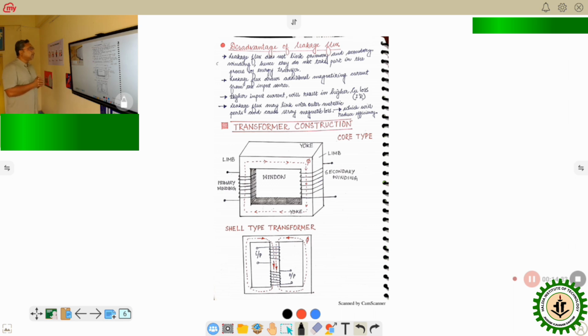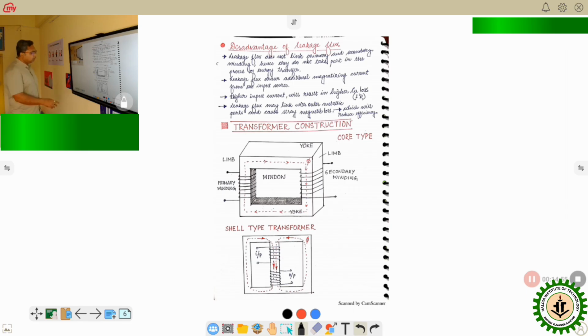Leakage flux may link with other metallic parts, and they cause stray magnetic loss, which will reduce efficiency. So, these are some of the points you need to remember for single phase transformer, the disadvantages of leakage flux. Now, we will go into the construction portion of the transformer.